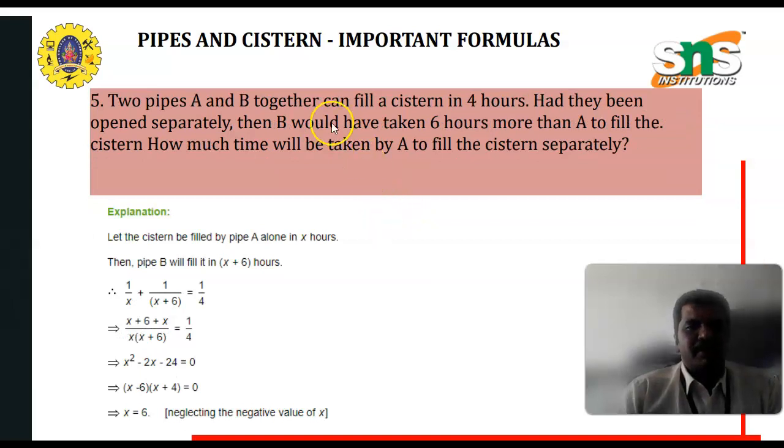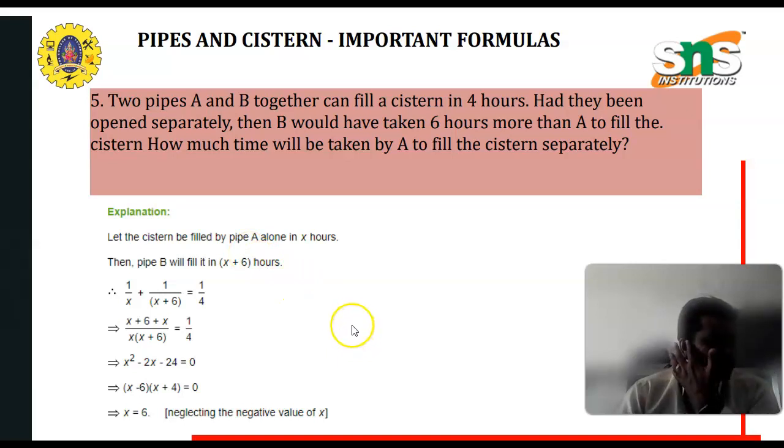The two pipes A and B together can fill a cistern in 4 hours. Had they been opened separately, then B would have taken 6 hours more than A to fill the cistern. How much time will be taken by A to fill the cistern separately? Let the cistern be filled by pipe A alone in X hours, then pipe B will fill it in X plus 6 hours. So 1 by X plus 1 by X plus 6 equal to 1 by 4.